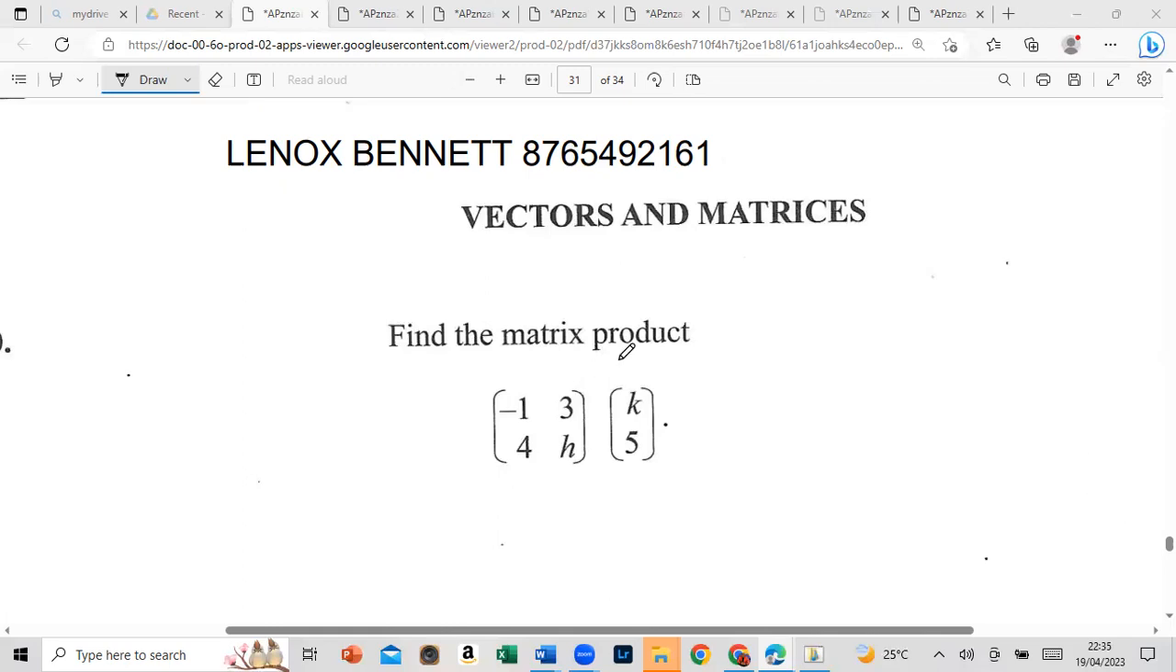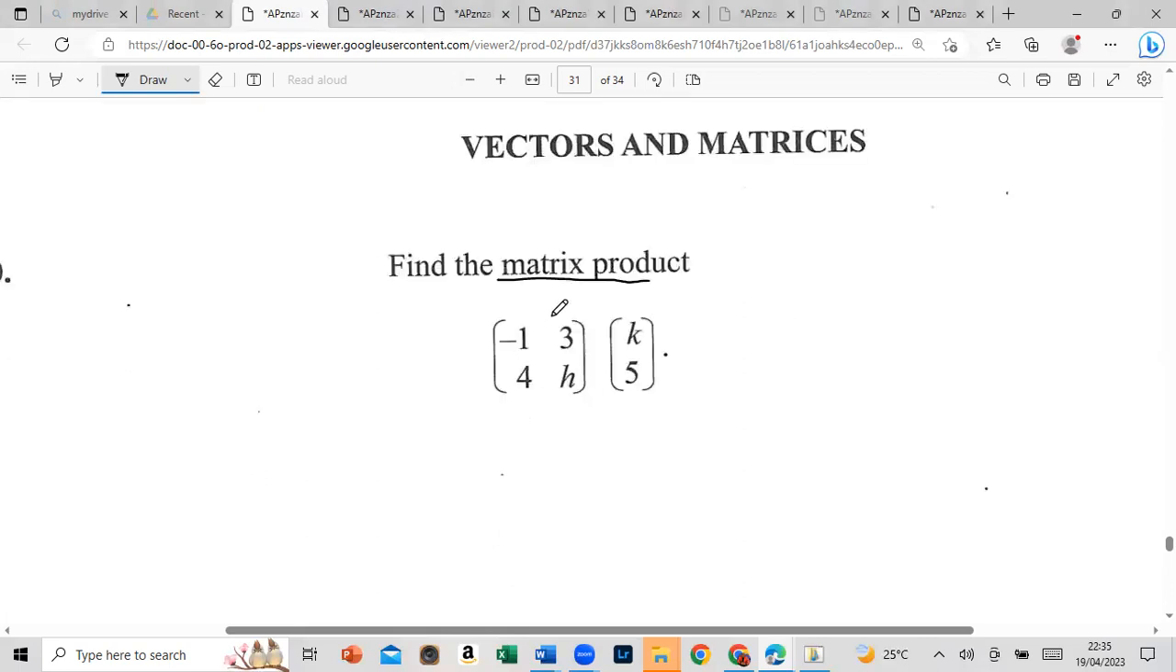Alright, so it says find the matrix product. Now product means to multiply. So how do we multiply matrices? It's row by column. You basically have one column and two rows. Rows run from left to right. I'm going to use row 1 first, and this is row 2.